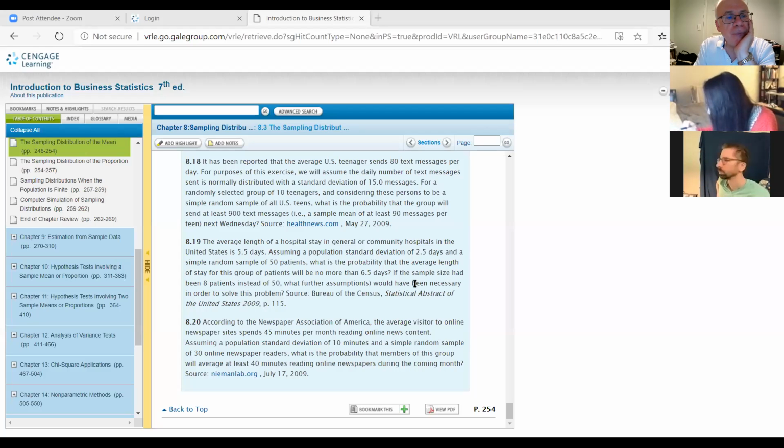All right. They're only asking one probability question. What is the probability that the average length of stay for this group of patients will be no more than 6.5 days? No more means what? What's another way of saying no more? Less than or equal to. That's right. So that's a less than problem, right? 6.5, it's the less than problem.